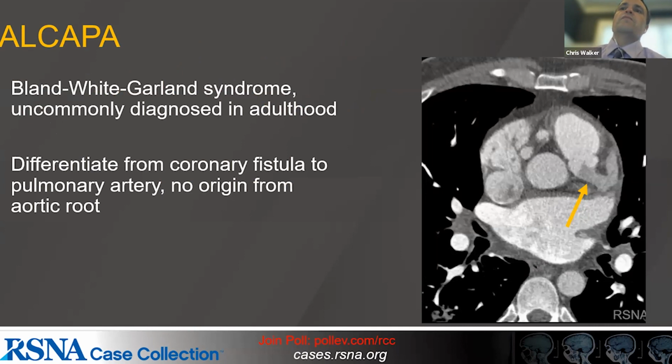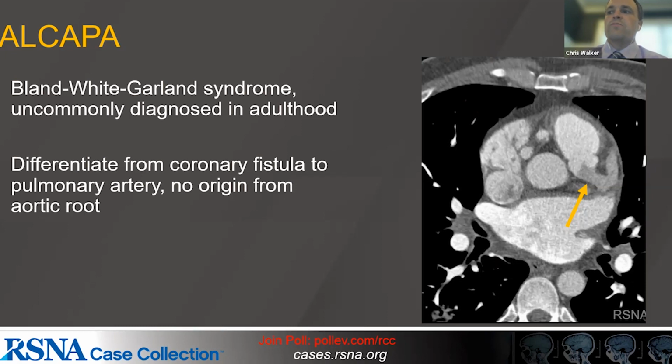So with ALCAPA, the most important distinction is the fact that you do not have a normal left coronary artery arising from the left sinus of Valsalva. In this case, you can see the left coronary artery arises from the left aspect of the pulmonary trunk, and you're going to get retrograde flow. This disease is also known as Bland-White-Garland syndrome, and most of the time it's going to manifest in infancy, unless people have enough collaterals forming between the right and left coronary arteries, at which point you may actually see these people first presenting in adulthood.